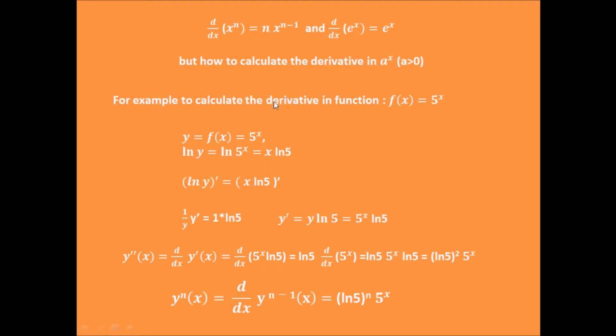For example, if we want to calculate the derivative of the function 5 to the power of x, at first we should take the logarithm on both sides of this function. So ln y equals ln 5^x equals x times ln 5. Then we take the derivative on both sides.